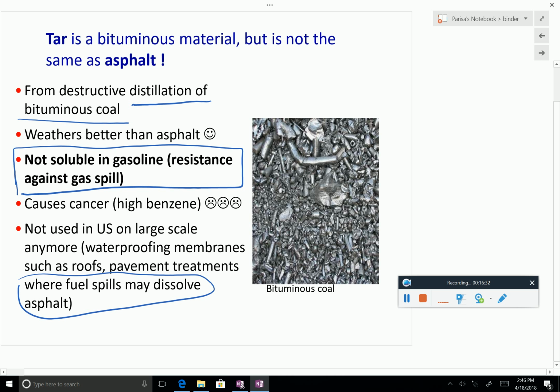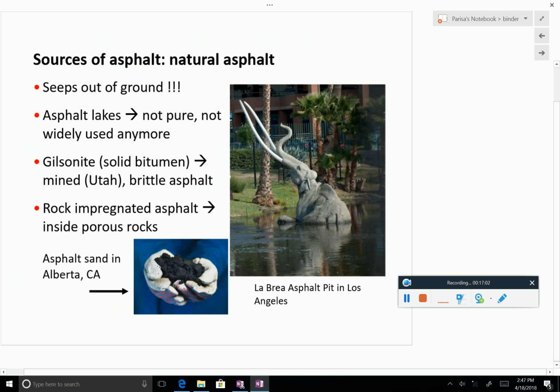Otherwise, now people know that tar is not very healthy to use. It's hazardous. It can cause cancer. So its use in the US is very restricted. Otherwise, it has very similar properties. It's being used sometimes for waterproofing, where you don't touch it, or it's not exposed to people. It doesn't create any kind of hazards. Questions so far? Yeah, this is more descriptive.